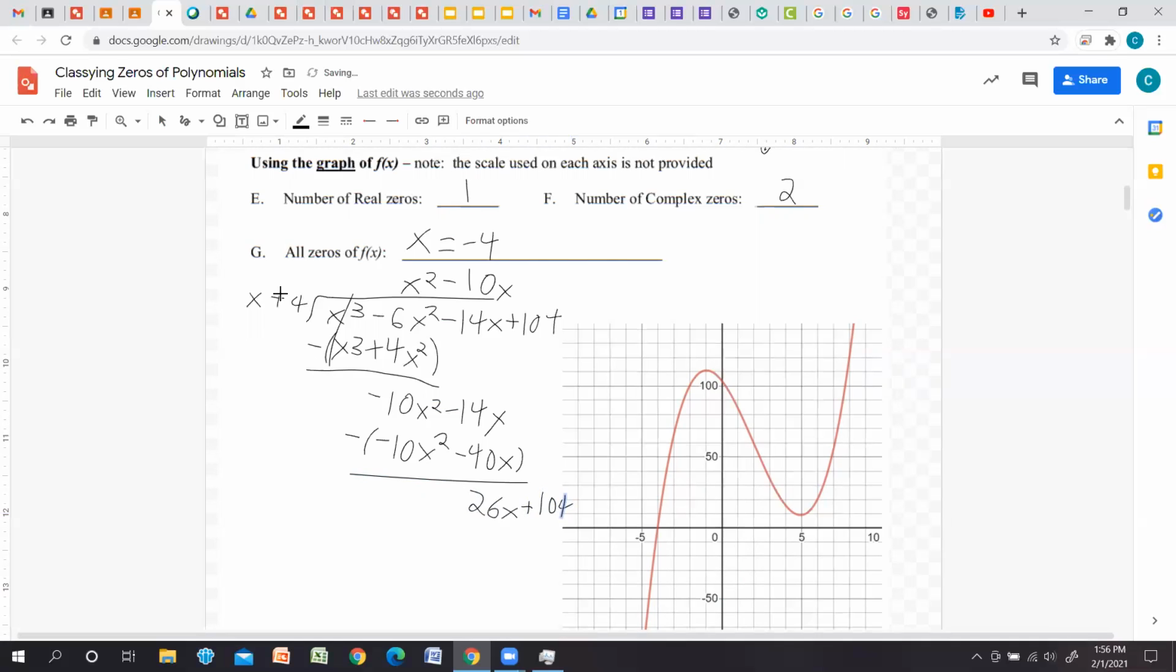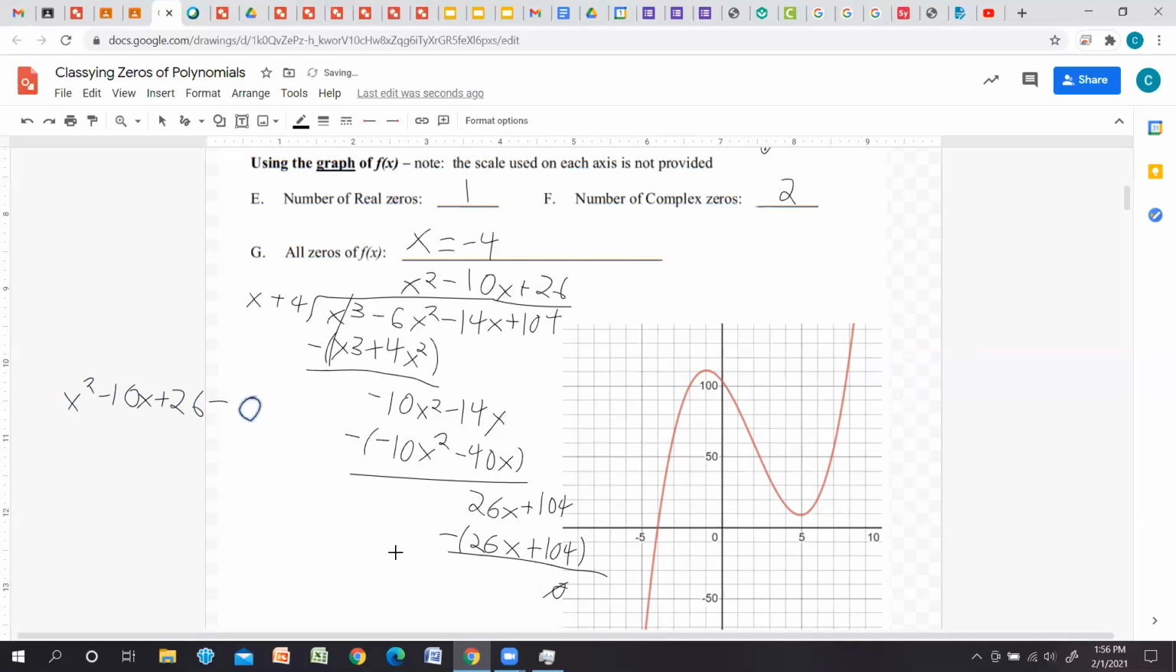Here, what's 26x divided by x? Well, that's 26. And we multiply it out, that's 26x. 4 times 26 is 104, and the same thing, so it does cancel out. All right. So here is our function. So let's set it to 0 and find our two intercepts. x squared minus 10x plus 26 equals 0.